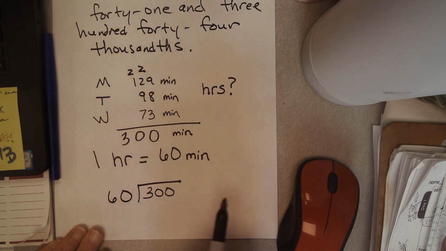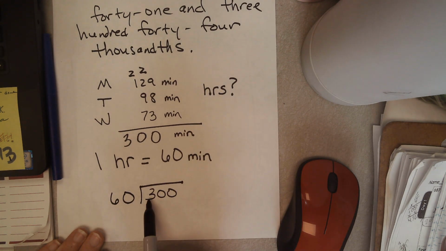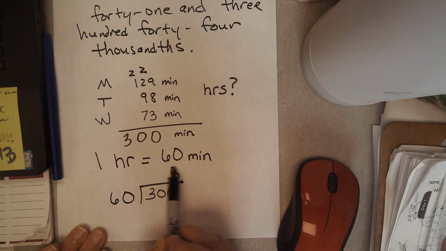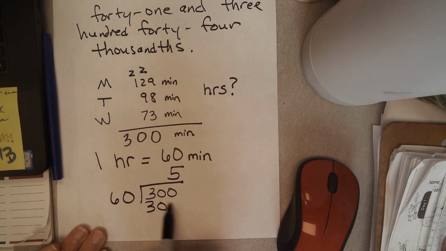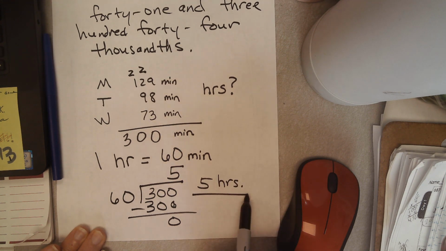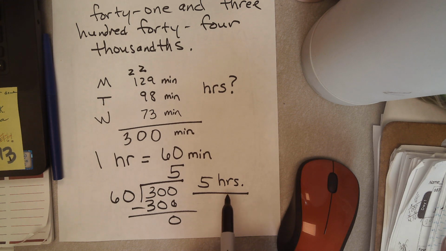Now, I have 300 minutes divided by how many minutes in an hour? 60. To determine how many hours. So a 60 cannot go into 3. It cannot go into 30. But it can go into 300. How many times? 5. 5 times 60 is 300. Okay, so we have a total of 5 hours.